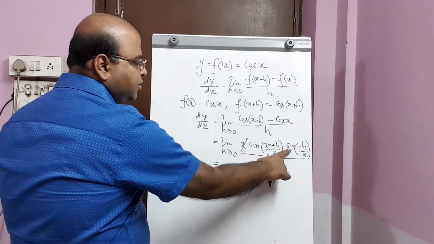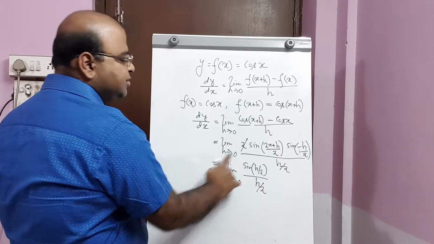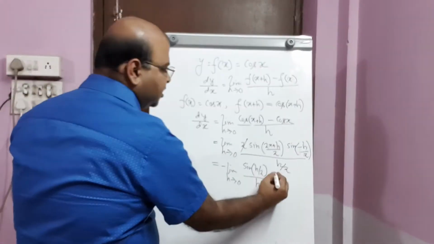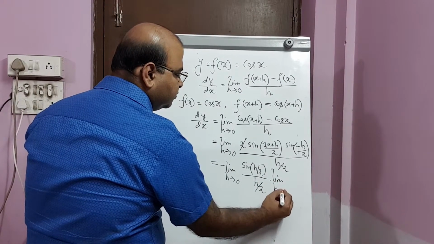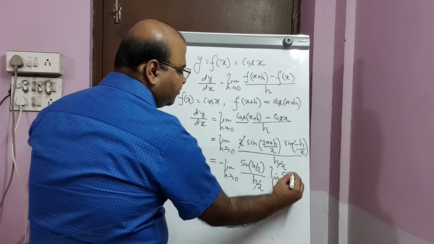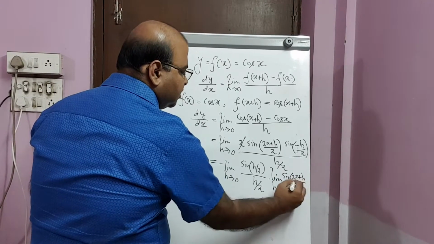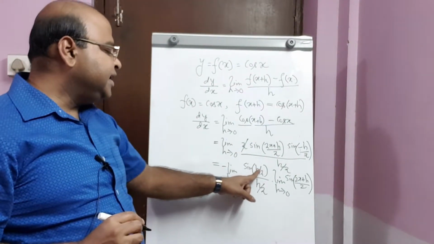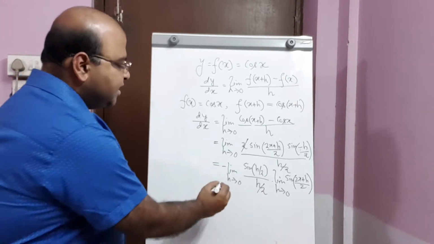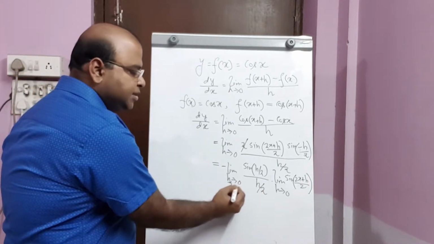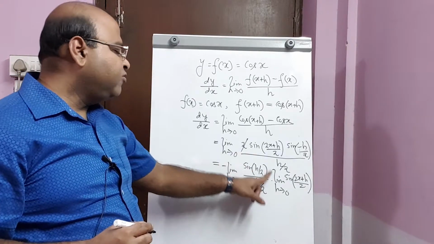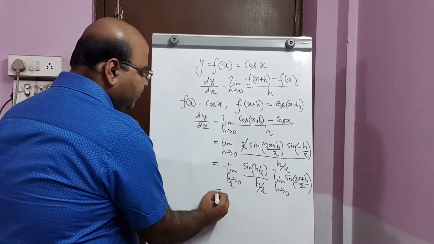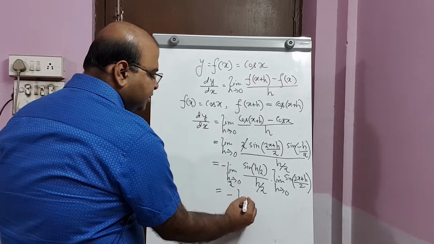So we consider these two together, sine(h by 2) upon (h by 2), because this is the standard form of limits, multiplied by the limit of the other sine function, that is limit h tends to 0 of sine of (2x plus h) upon 2. Again, this is the standard form of limit, that limit of sin x upon x when x tends to 0. We can also write h by 2 tends to 0, because 0 by 2 remains 0. So this is the standard trigonometric limit. This becomes 1. So basically we are left with minus of the second limit, the first limit being 1.